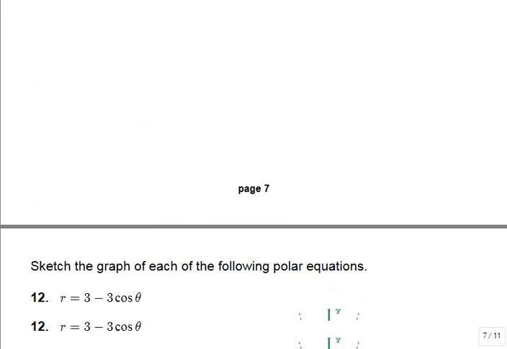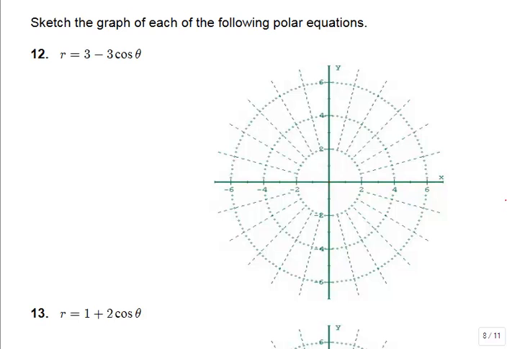So let's try some out. So here's our first example. r equals 3 minus 3 cosine theta. So this is one of those limaçons, but the a here and the b here are the same. So this is actually going to be a cardioid. And because it's a cosine, that's minus, it's going to point to the left.